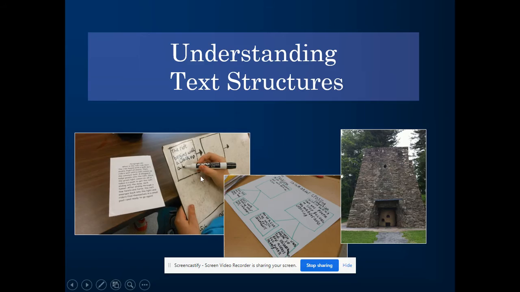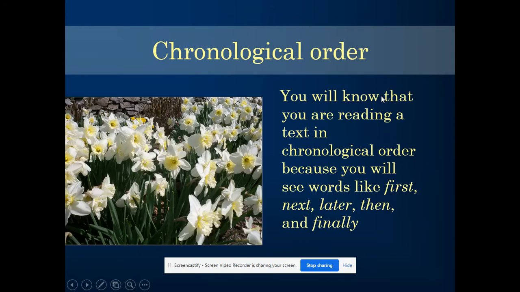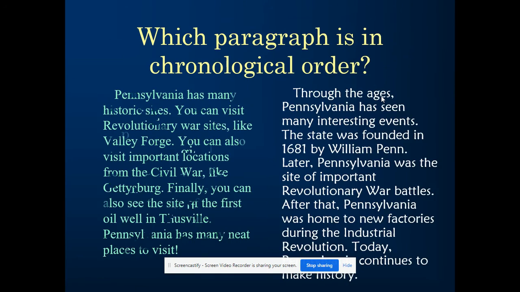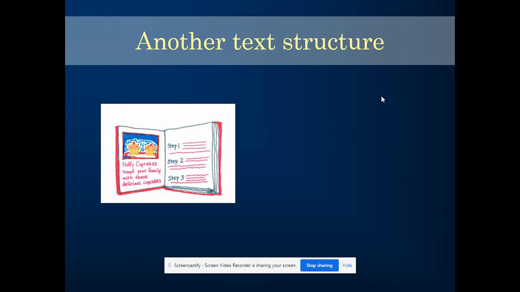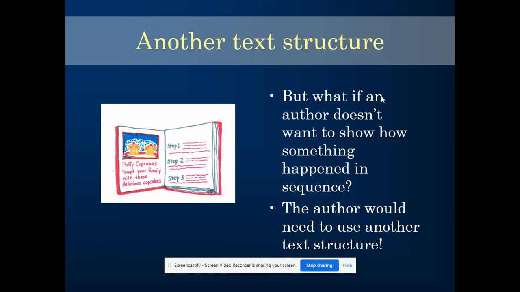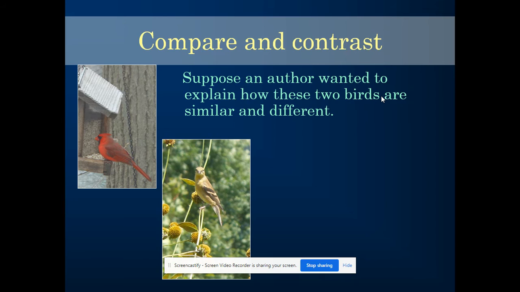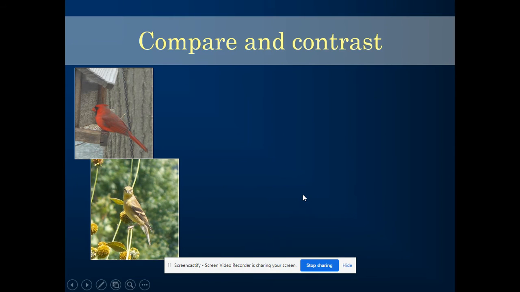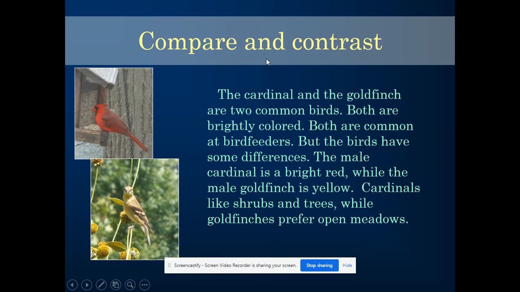So here we go. We have been working on, so we finished our chronological order, and now we're working on the other text structure of compare and contrast. And we're very familiar with this. I was asking you to compare and contrast these two birds. That's actually what the author did here. They came up with some similarities and then some differences.